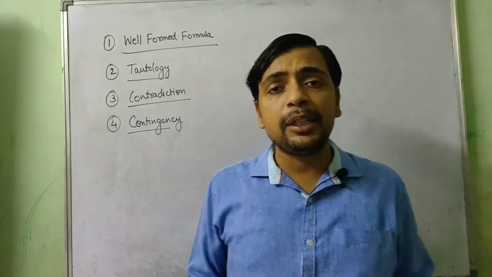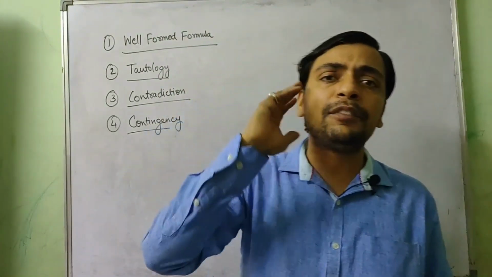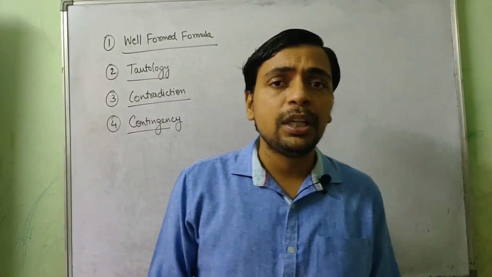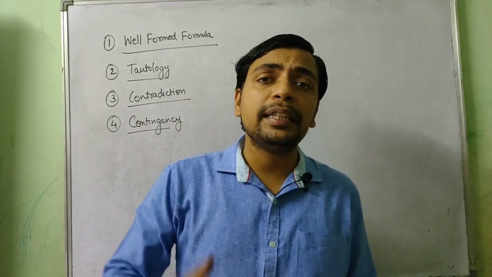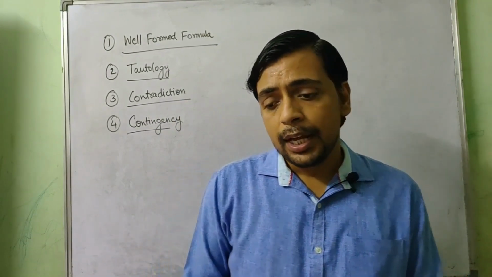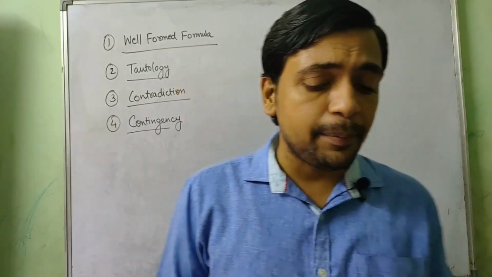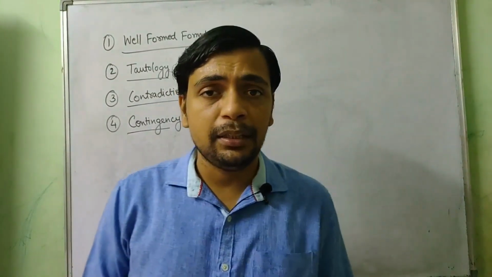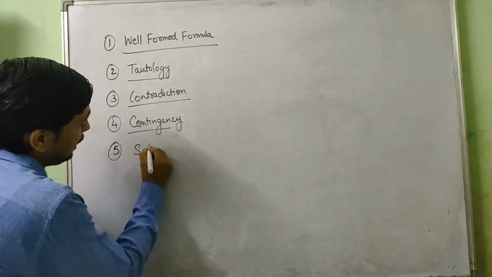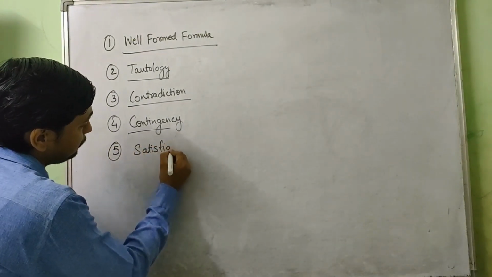With the truth table you will find the result. If the result is only 1s, then it is a tautology. If the result is only zeros, then it is a contradiction, and if the result is a combination of zeros and 1s, then it is a contingency. The next one is satisfiable and unsatisfiable propositions. So let's see what are satisfiable and what are unsatisfiable.